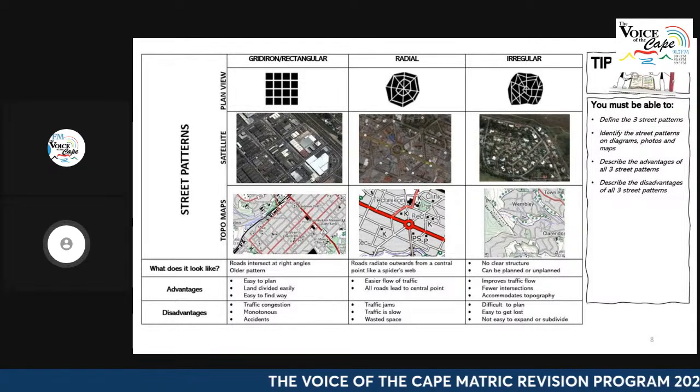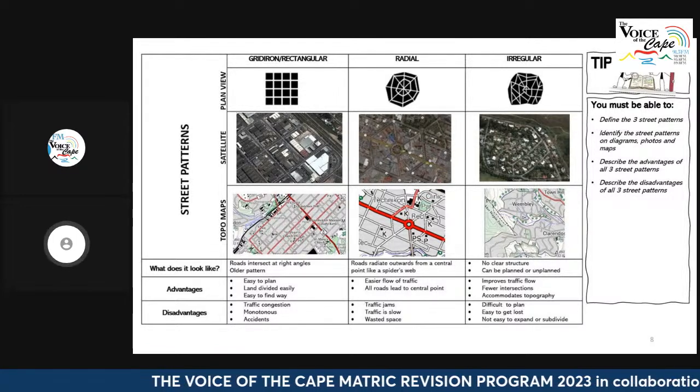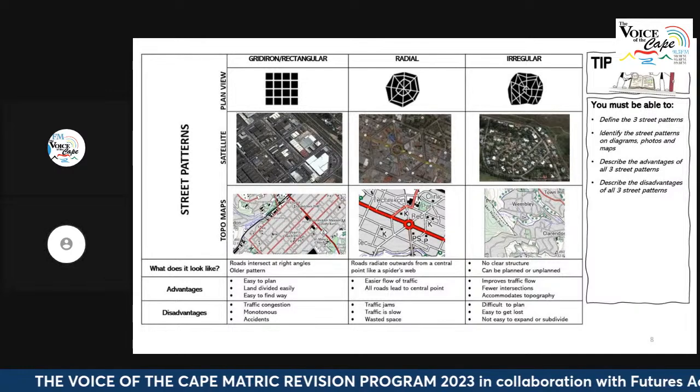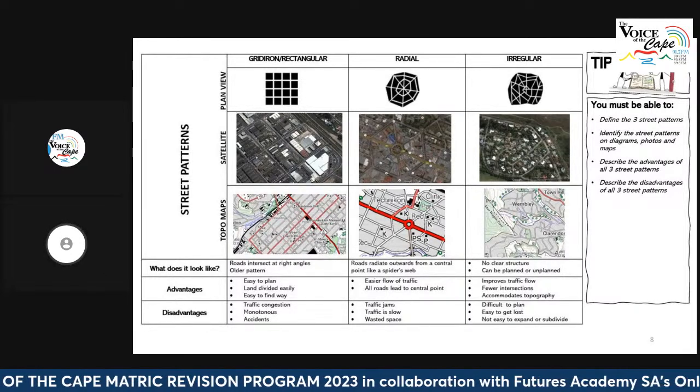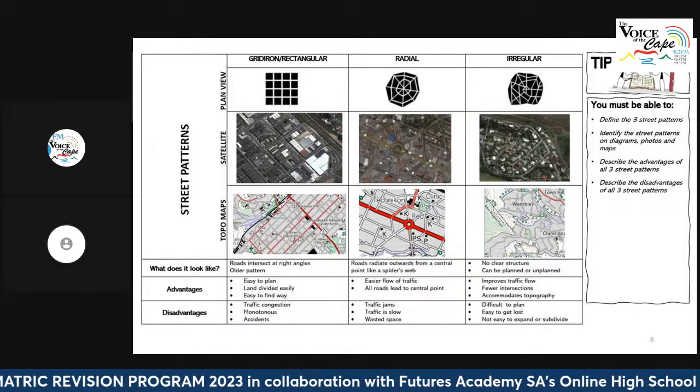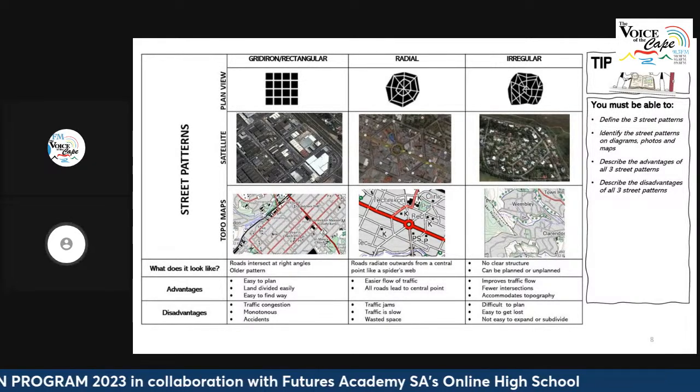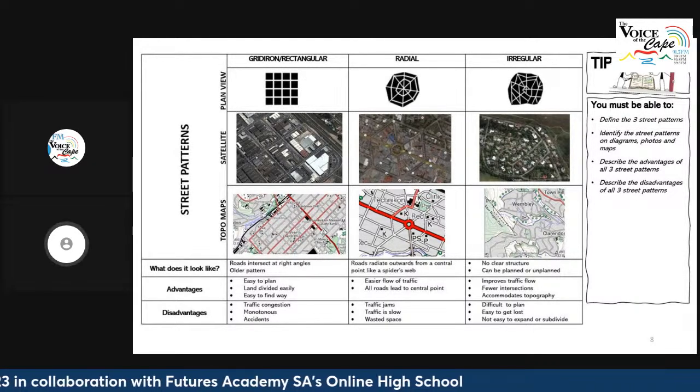We don't really get radial patterns in South Africa. The irregular pattern is the most common one that we actually find. Remember, there's no clear structure with regards to this. It can be either planned or unplanned.